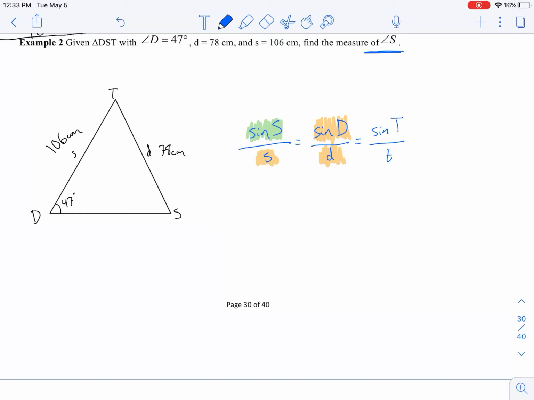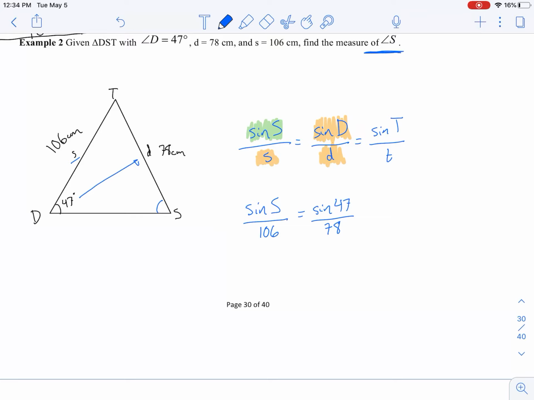So I'm going to write sine S, our unknown, divided by side S. So this is our unknown. This is what we're looking for. And opposite that is side S, 106. And then I'm going to use my complete ratio of sine D, which D happens to be 47 here, over side length D, which is 78. So once we have 3 of the 4 missing puzzle pieces, we can rearrange to solve.